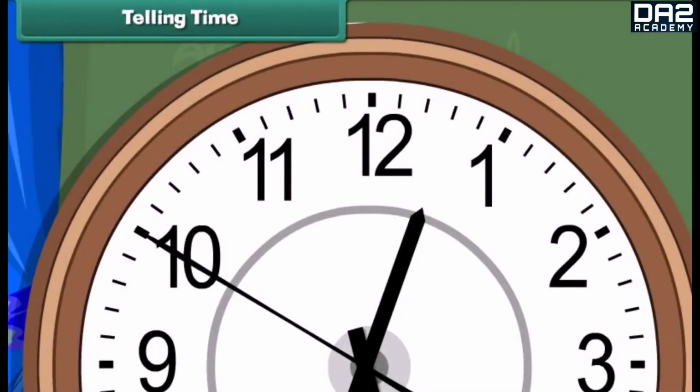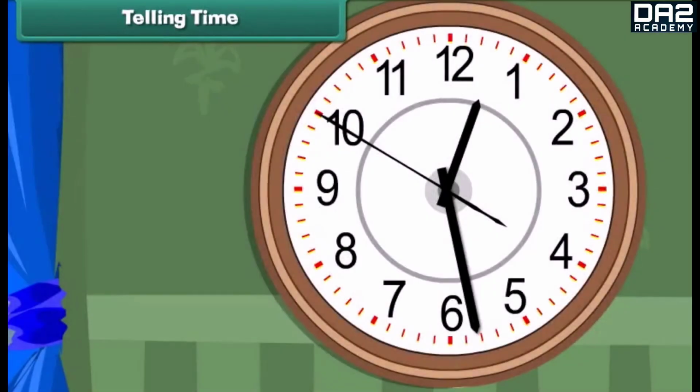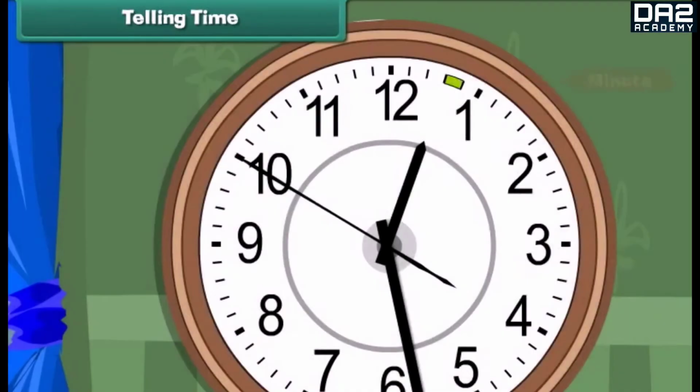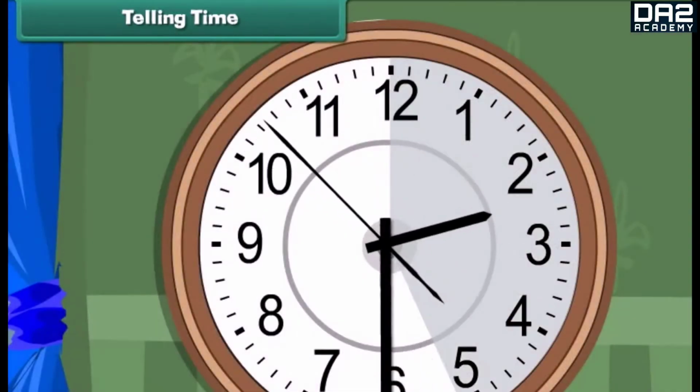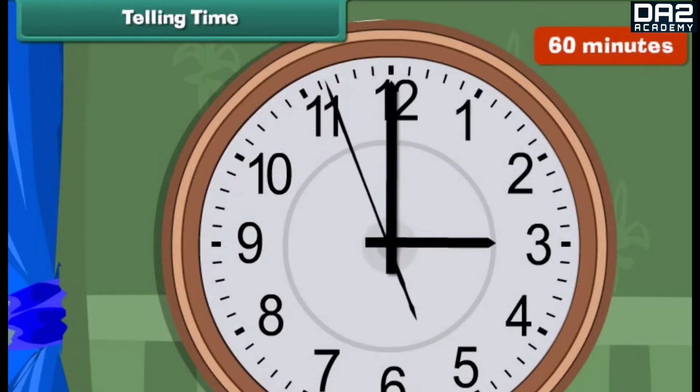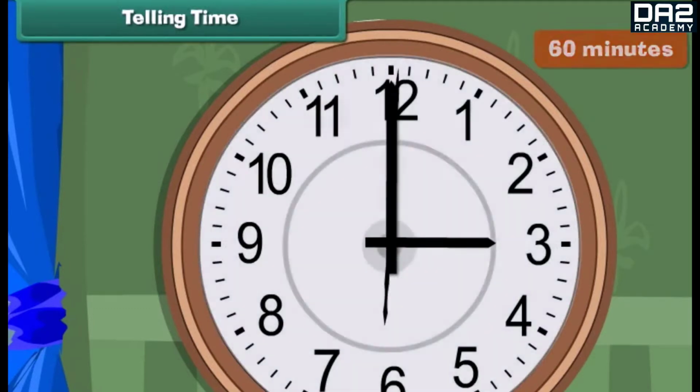There are 5 equal divisions between any 2 numbers. The total number of such equal divisions in the clock is 60. Each division represents a minute. 1 full circle through the clock covers 60 minutes, that is 1 hour.